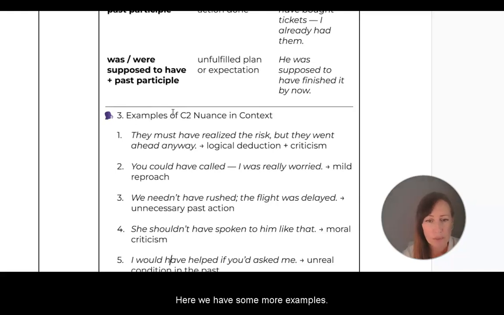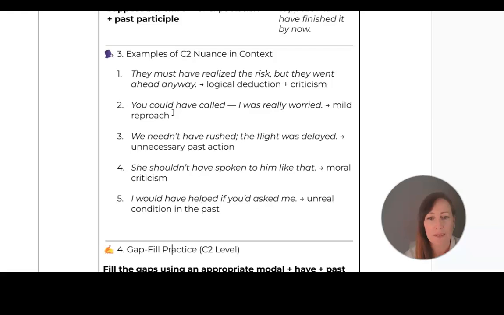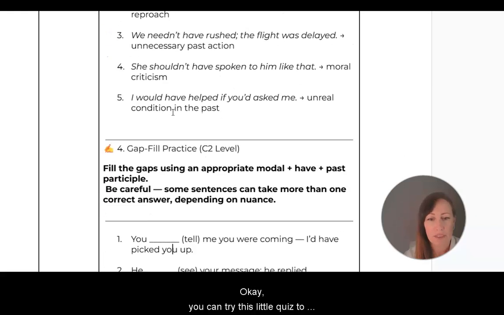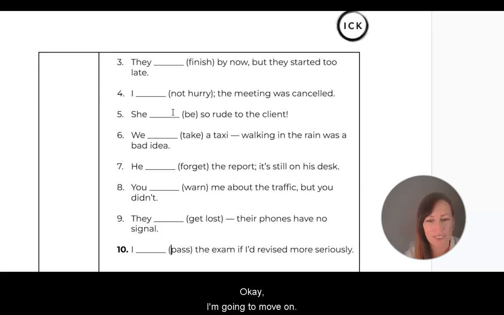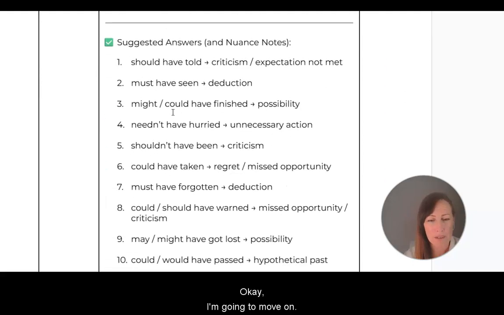Here we have some more examples. They must have realized the risk. You could have called. You didn't. We needn't have rushed. It wasn't necessary. Okay. You can try this little quiz to check if you know how to do this well enough. Okay. I'm going to move on.